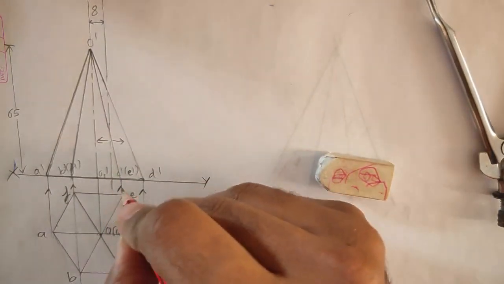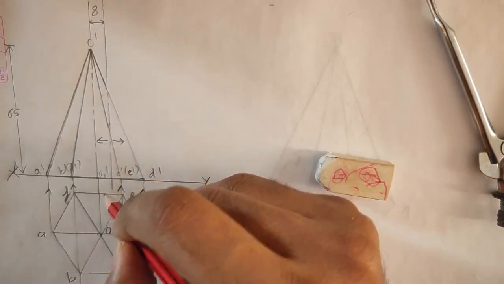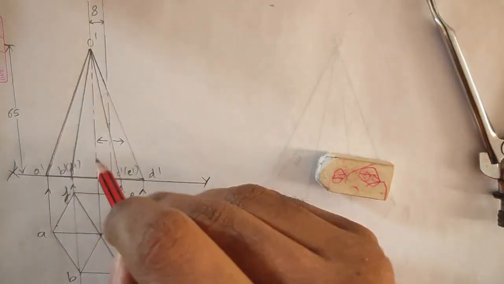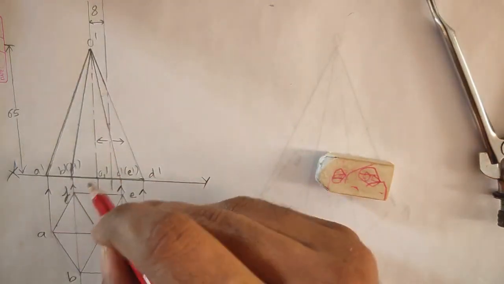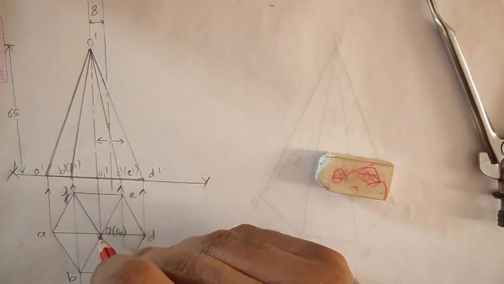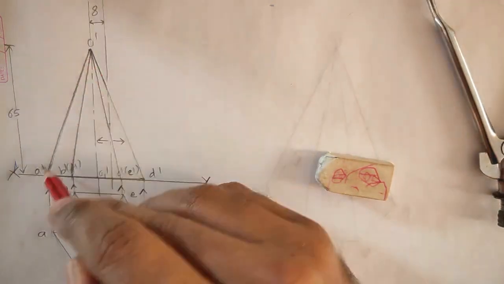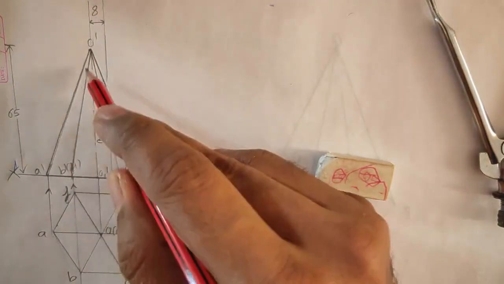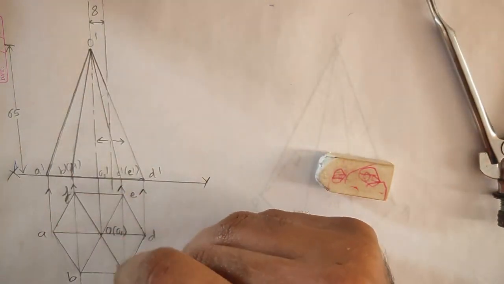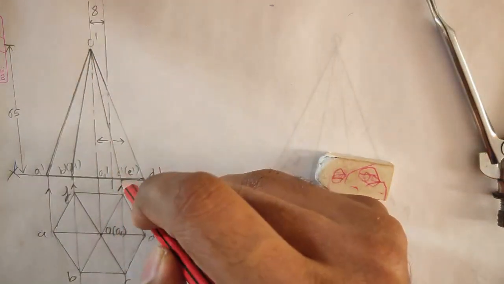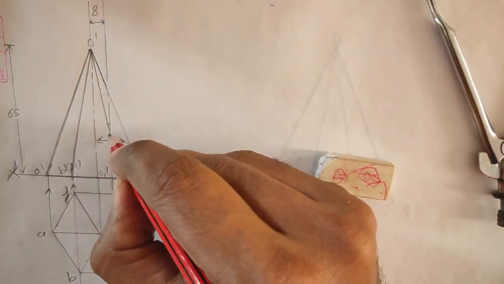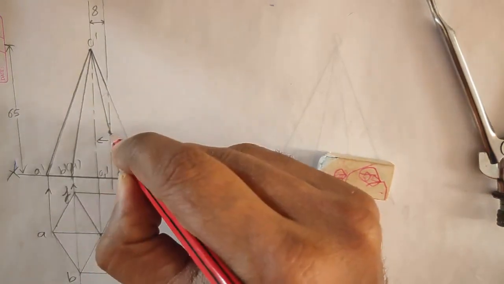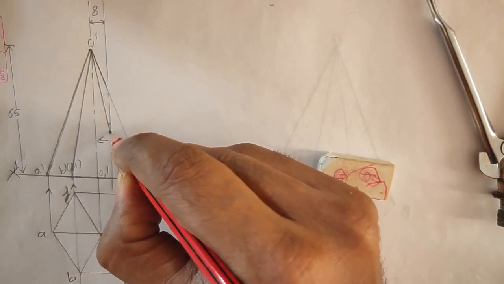So we need to see which physical edges this section plane intersects. As you can observe, it is not intersecting OA, that is O dash A dash, nor is it intersecting OB, that is O dash B dash. OC, yes, it is intersecting. So at this point, somewhere at this point, O dash C dash, you can mark that.